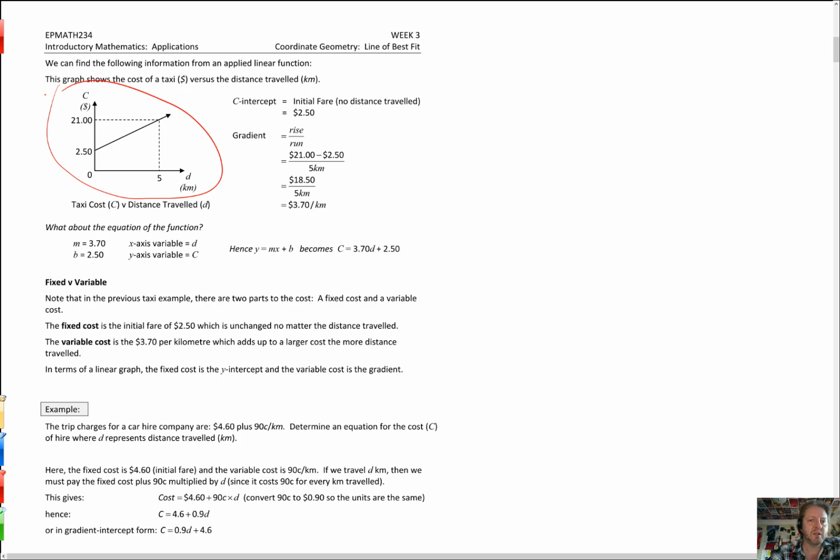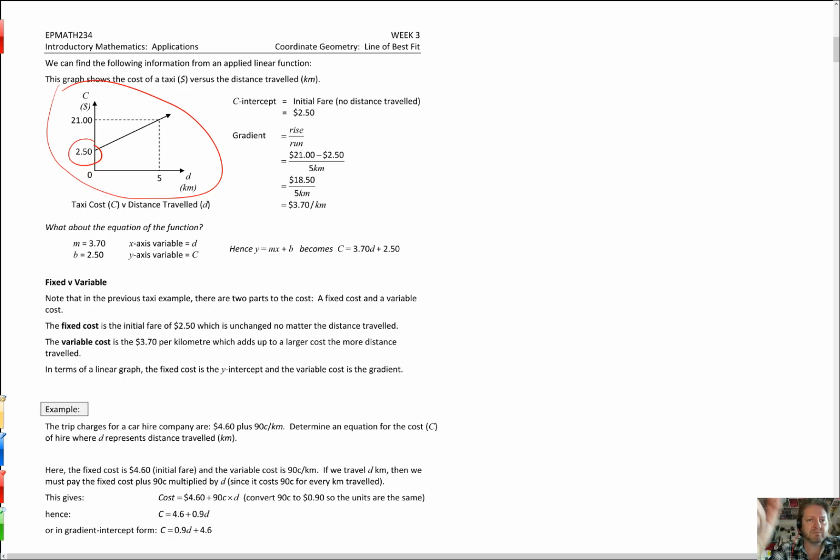Well, we know it relates to the y-intercept. It's just the y-axis is a c-axis in this case. The intercept is where it cuts. And so the c-intercept is 2.50 and the units are dollars. So it's $2.50. Then it could say, well, what did that mean? Well, that's the starting point. In this case, the initial fare. No distance travelled. It costs us $2.50 just to hop in before we start adding on more money. So the c-intercept is initial fare of $2.50.